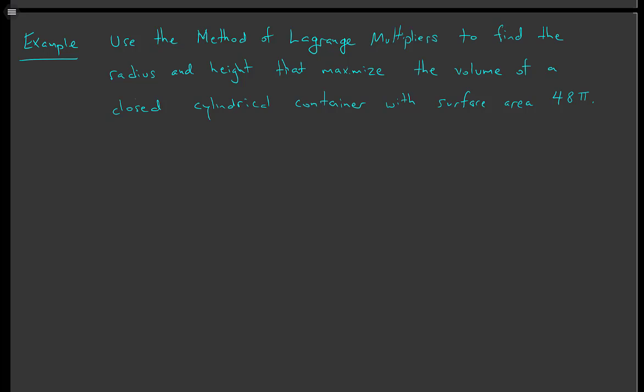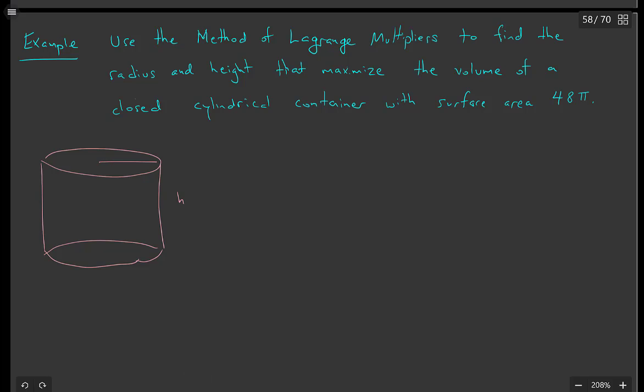So here, the function that we'd like to maximize is the volume of the cylinder, and we'll have a constraint related to the surface area, specifically that it has to be equal to 48 pi. So let's write down these functions. Just to give us something concrete to visualize, let's draw this cylinder, and let's label the height by h, and the radius by a little r.